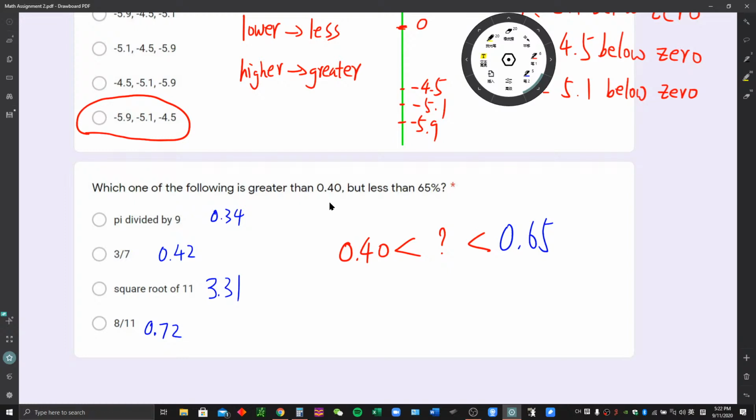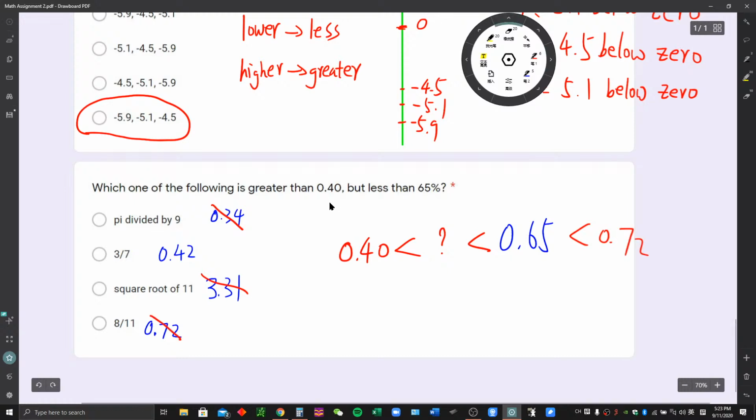Now, which one is more than 0.40? So this one is 0.34. This is not more than 0.40. So this is not our answer. All the others, they are more than 0.40. But which one is less than 0.65? 3.31, obviously it's greater, right? It's greater. So this one is not our answer. And 0.72 should be here, right? So this is not our answer.